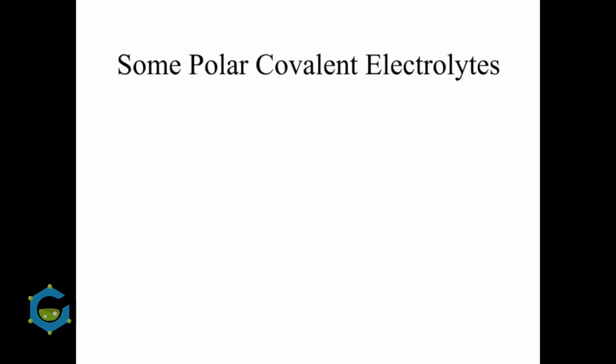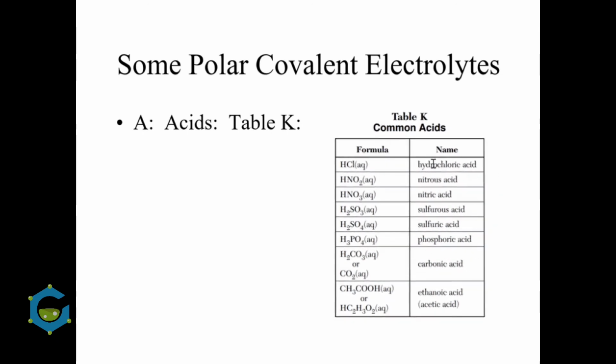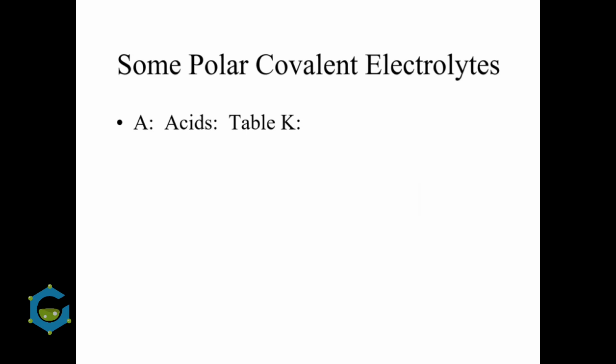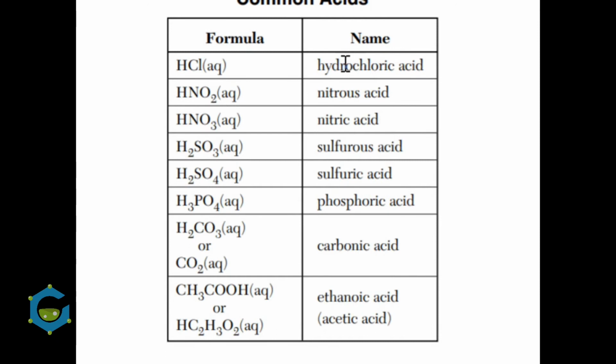So let's talk about some polar covalent electrolytes. Your polar covalent electrolytes are mainly your acids. Those are found on table K in your reference table. It's going to be our next unit that we're going to be talking about. The main identifying feature of all acids is they almost all have a positive hydrogen ion within that acid, and when they dissociate, they release that hydrogen ion, and you can recognize that as the first element in each of those acids on table K.